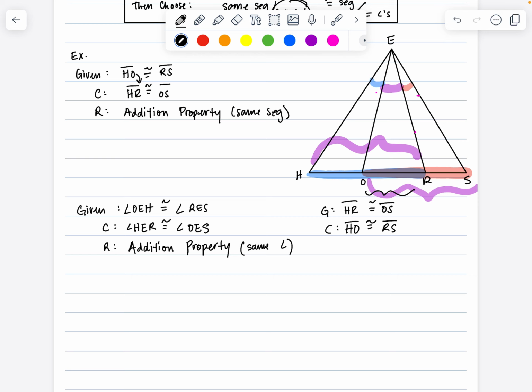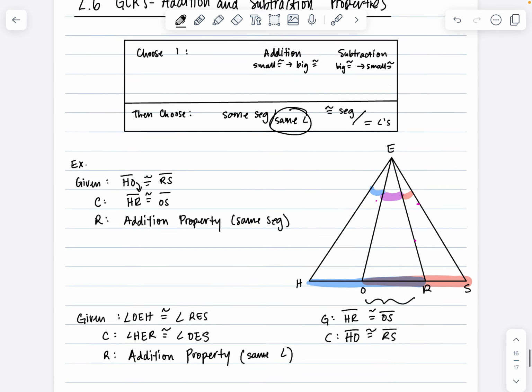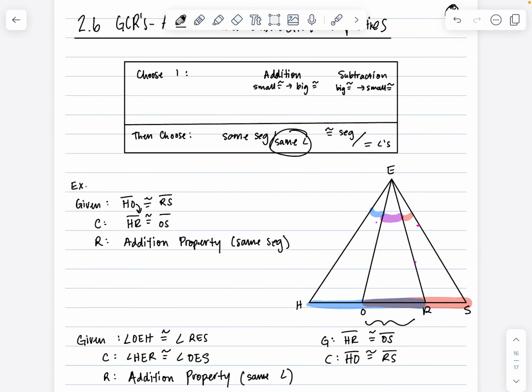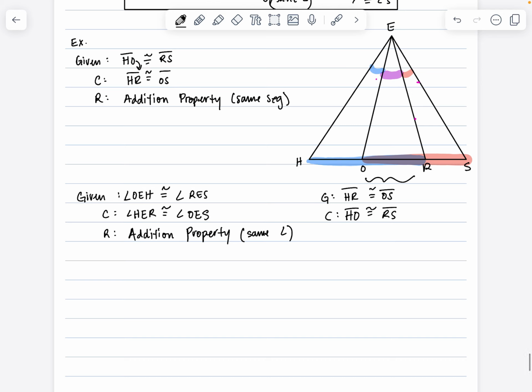Okay, and then in this case, we're going from something big to something small. So we would ultimately say we are using the subtraction property. So that's what this means. Let's choose one. Are we using addition or subtraction? Are we going from something big to something small? So the reason here is the subtraction property.